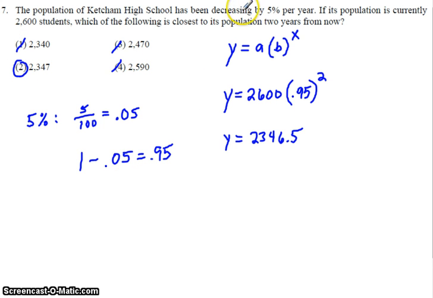Now if this was increasing by 5% per year, we would add that 0.05 to 1 and it would be 1.05. But this was decreasing.